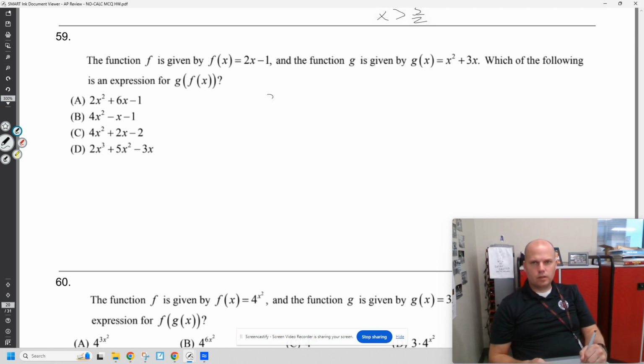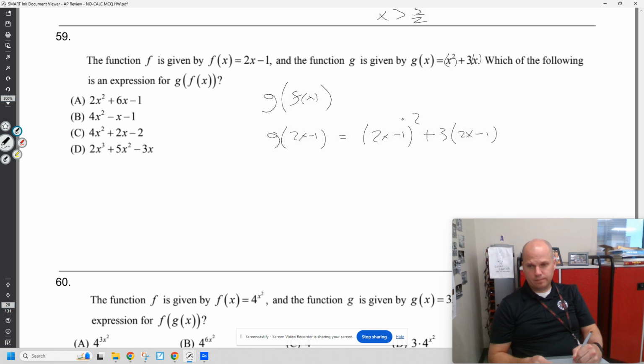Okay, this is another situation where we're composing. We have g of f of x. What is f of x? F of x is 2x minus 1. Wherever we see x in g, we will replace it with 2x minus 1. Use parentheses, that way you know you're squaring. Don't square incorrectly. 4x squared minus 4x plus 1, that's 2x minus 1 times 2x minus 1. This is 6x minus 3. This is 4x squared plus 2x minus 2.